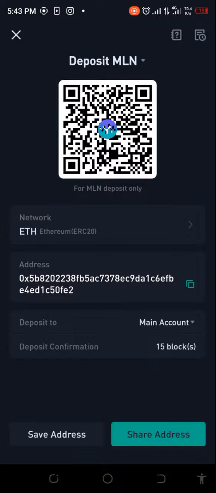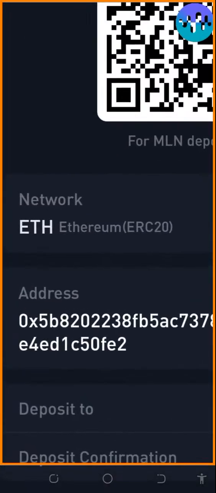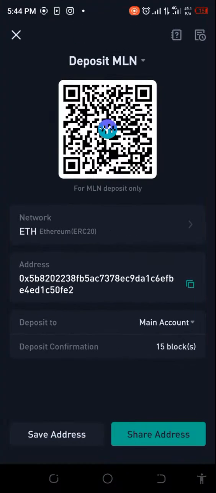It's an Ethereum based project. Okay, so now, as you can see here, I just have to pick this. That's the copied one, it's ERC20. Make sure it's the same. It must be the same. Don't forget, it must be the same.